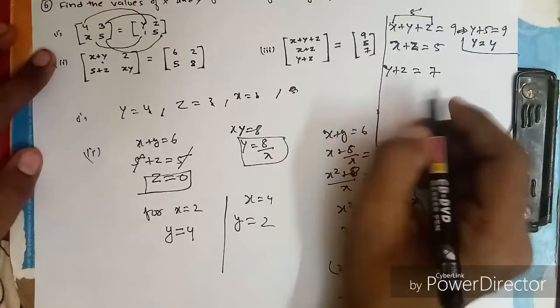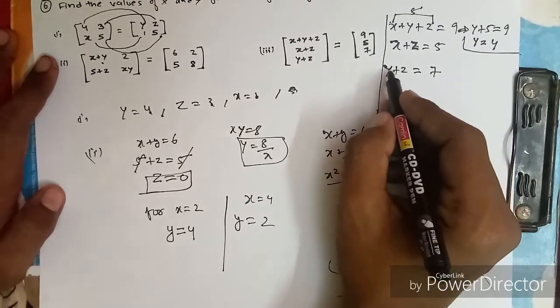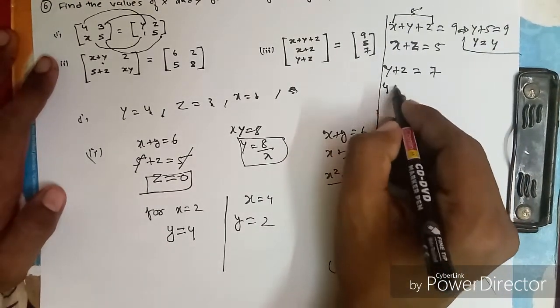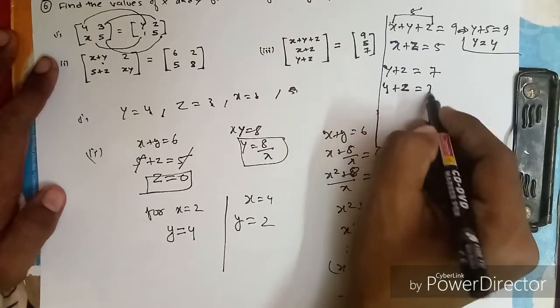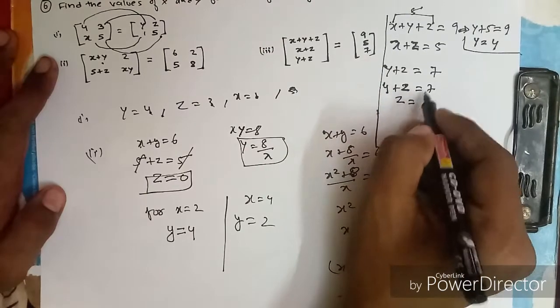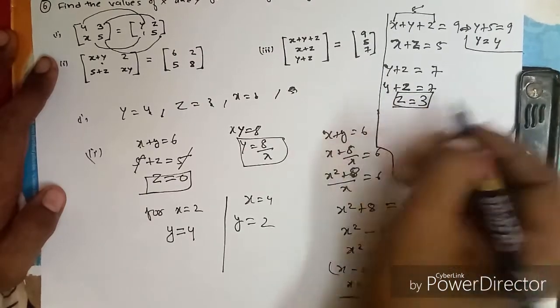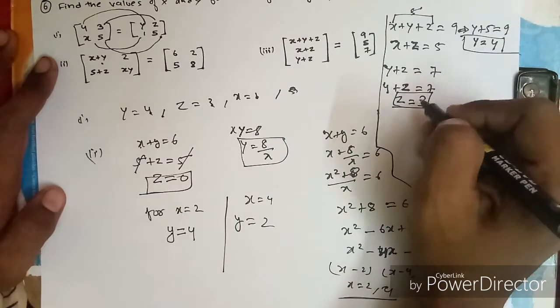We find the value of y is 4. If the value of y is 4, then 4 plus z equals 7, then z comes out to be 7 minus 4, that is 3. We have found the value of y, we have found the value of z.